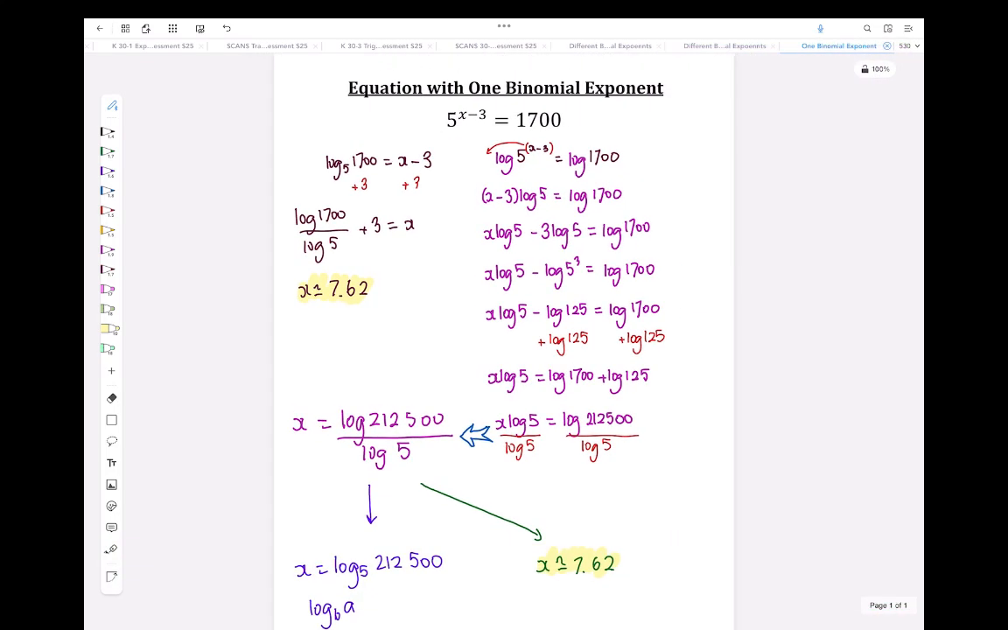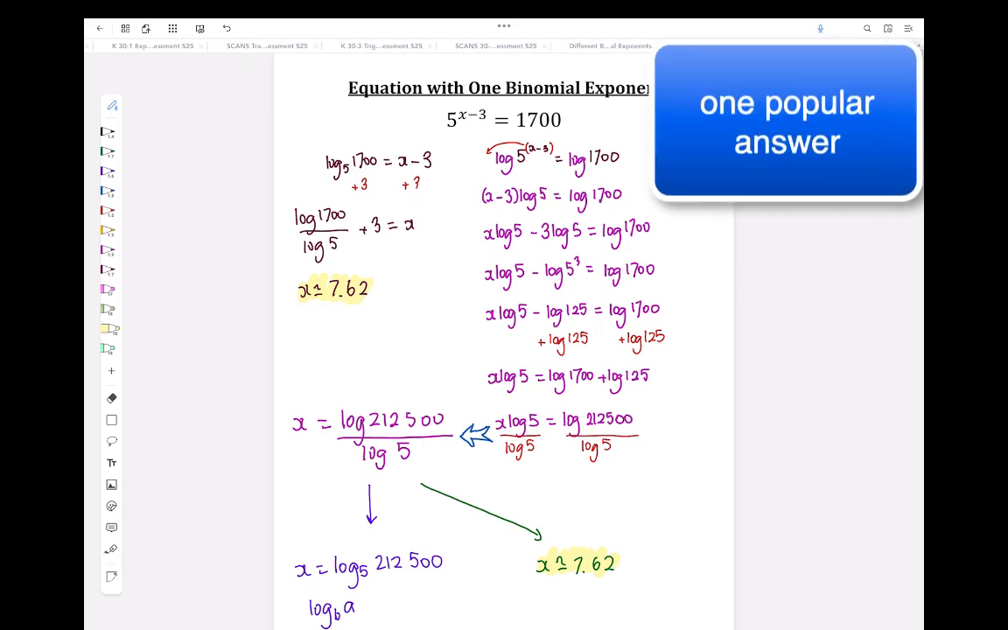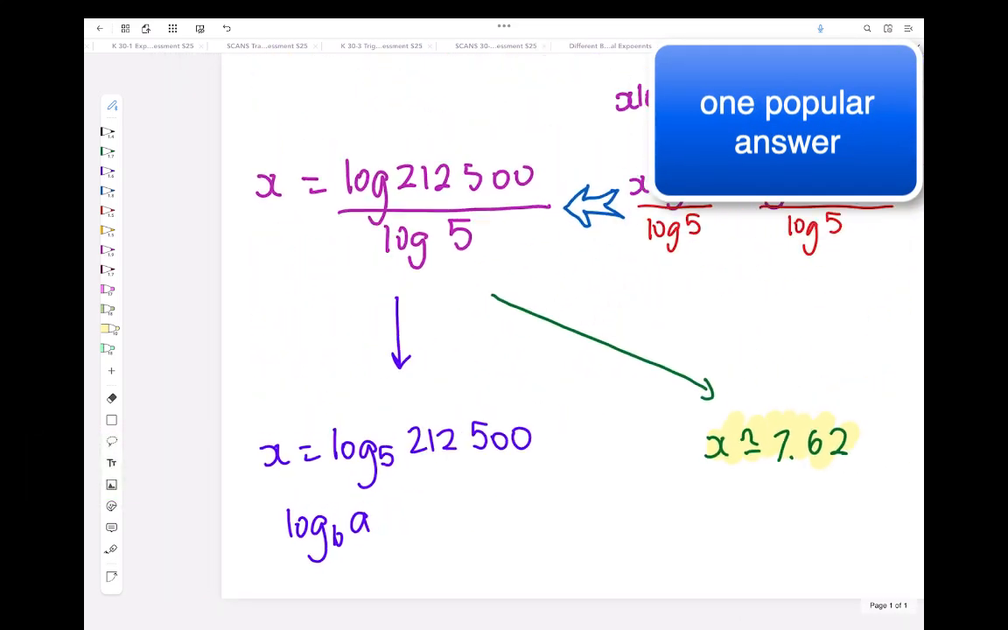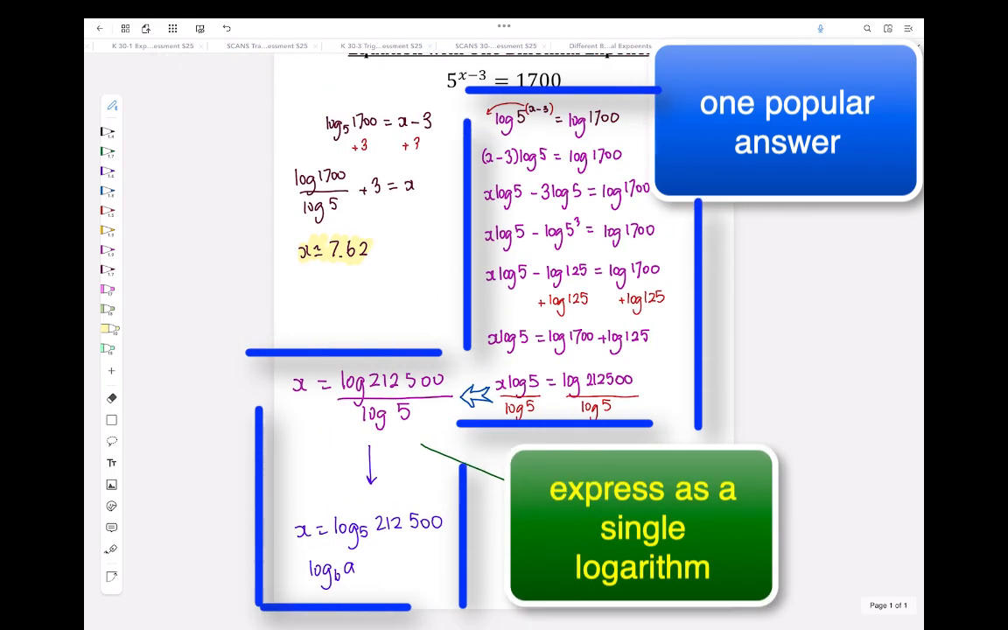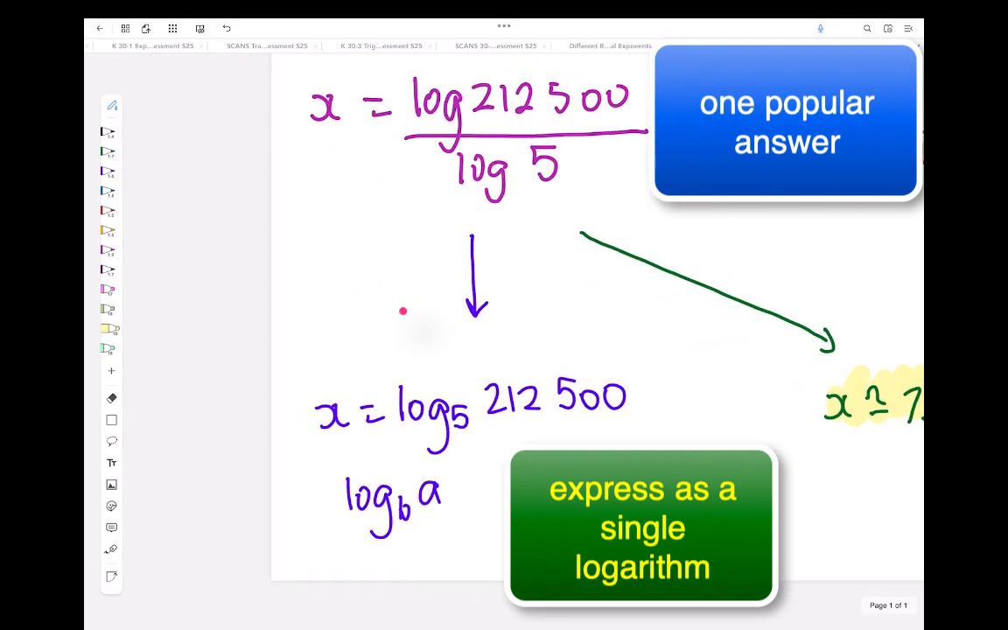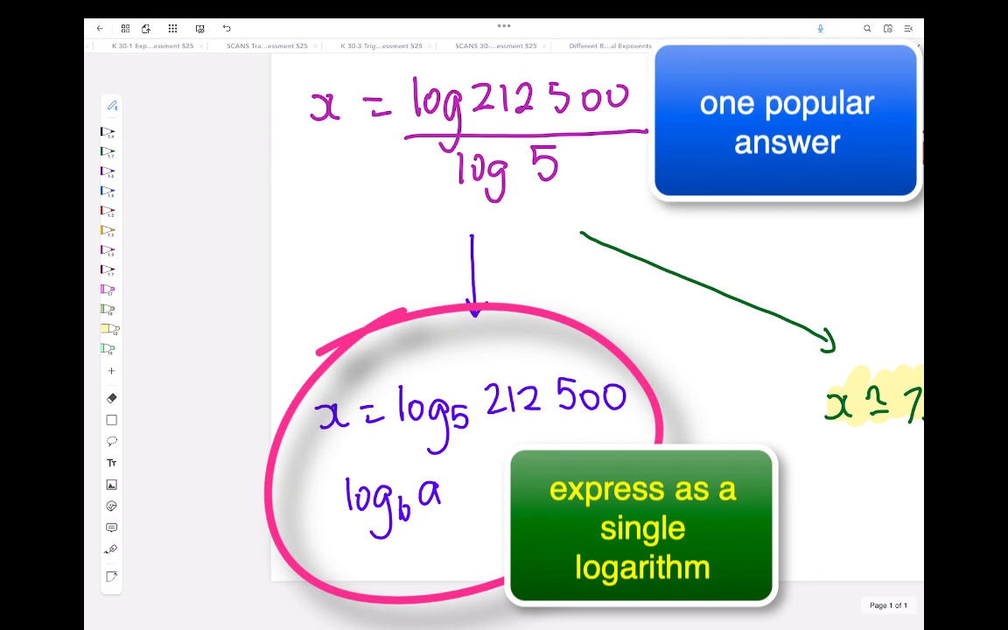If, however, the question does ask us to express this as a single logarithm of the form log base b of a, then we'll want to follow the second method here that we saw on the right by applying a log to both sides, following through with the algebra to get us to our final answer here, a single logarithm of the form log base b of a.